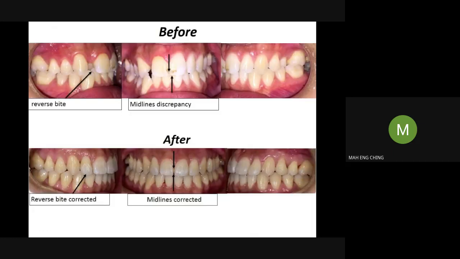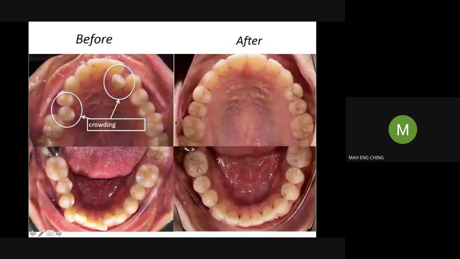Same thing. If you want to correct the center line, you have to move the teeth bodily. You have to move the upper teeth to the left, then the lower teeth to the right. That's how we correct the center line. Again, this one is displacement or crowding. You want to move the teeth bodily. You cannot just move the crown forward, or you're going to leave the root behind. So you have to move everything bodily.